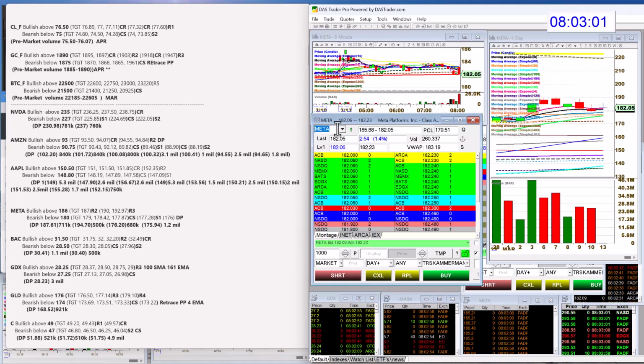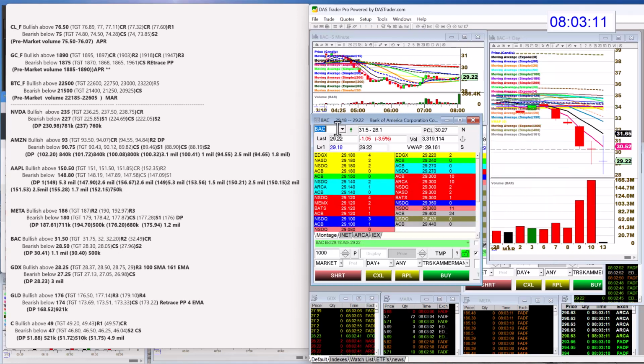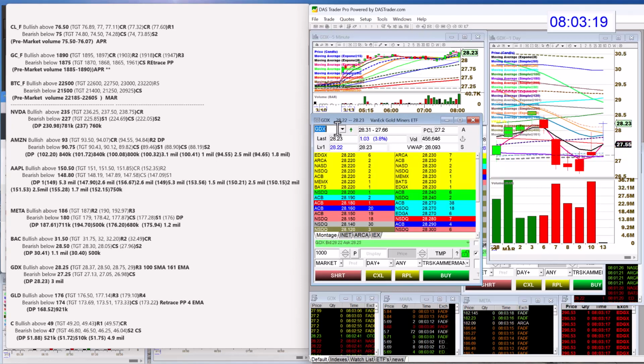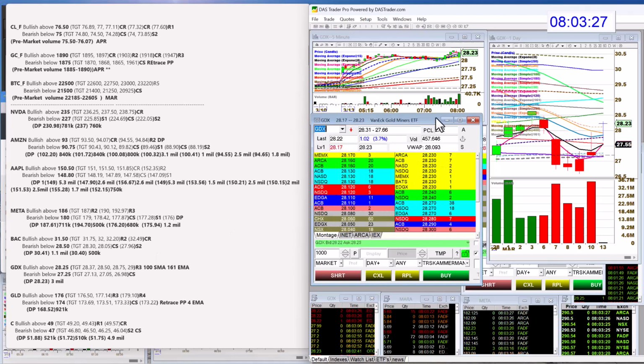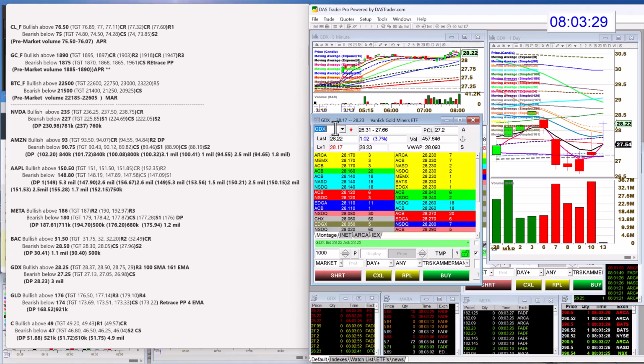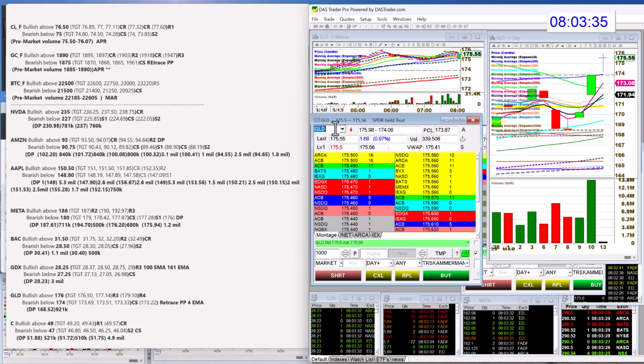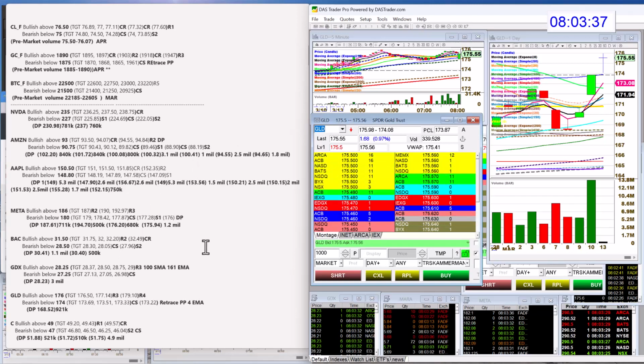Meta, bullish above 186 today, went a little bit higher on that. It was a pretty big spread earlier, and then bear below 180. Bank of America, bullish above 31.50 today, bear below 28.50. Keep your eye on GDX. Yep, we are right now testing that big 3 million print, this second, $28.23. So bullish above 28.25, bear below 27.25. GLD, bullish above 176 today, bear below 174.